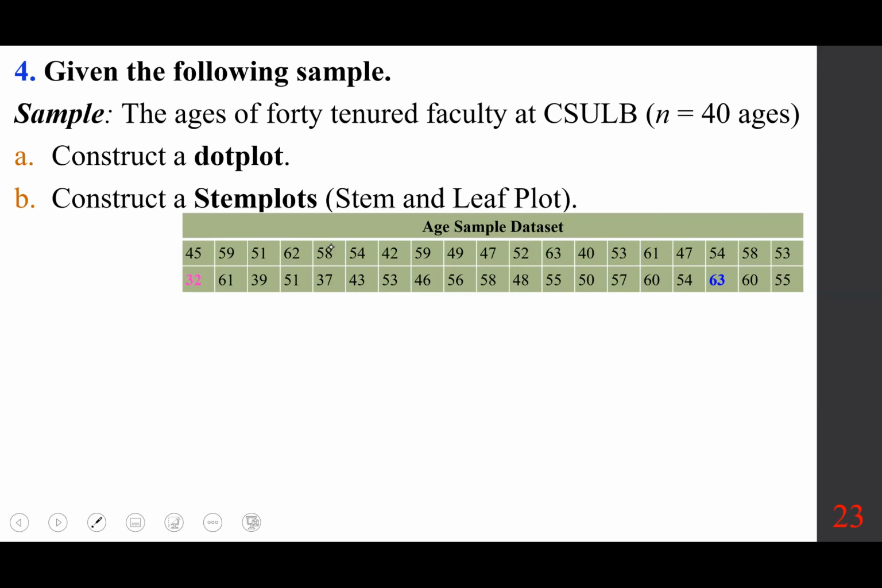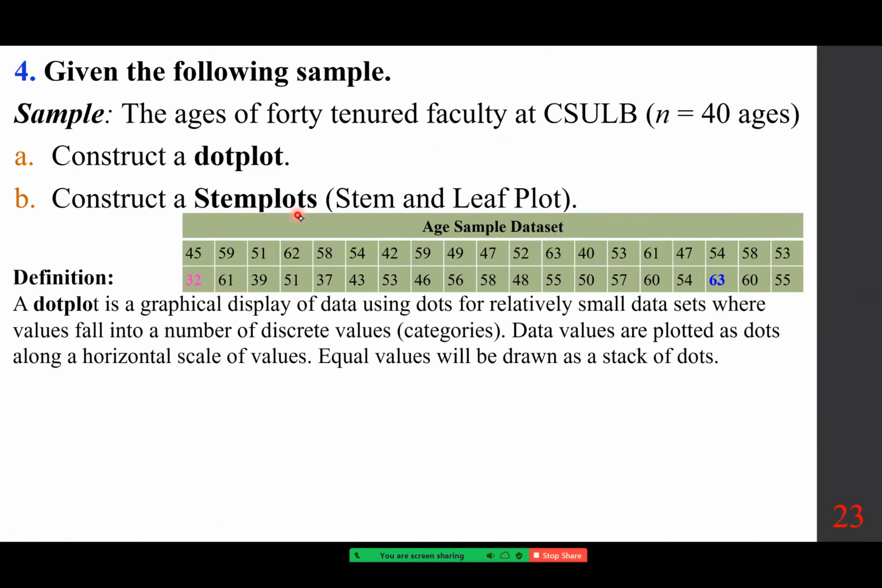All right. We have the following sample: the ages of 40 tenured faculty at CSULB, and it's 40. And we want to construct a dot plot and a stem plot. So let's do that. First, the definition. Could somebody read that, please?